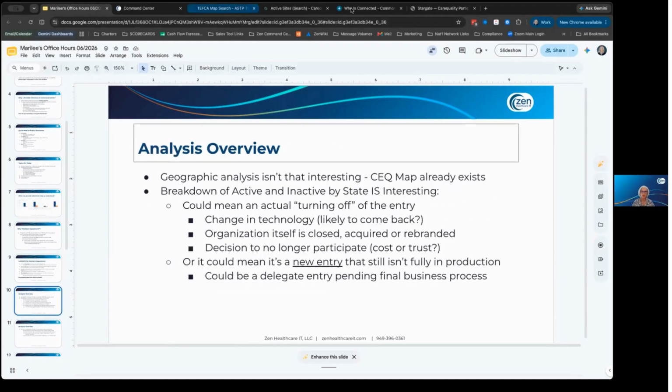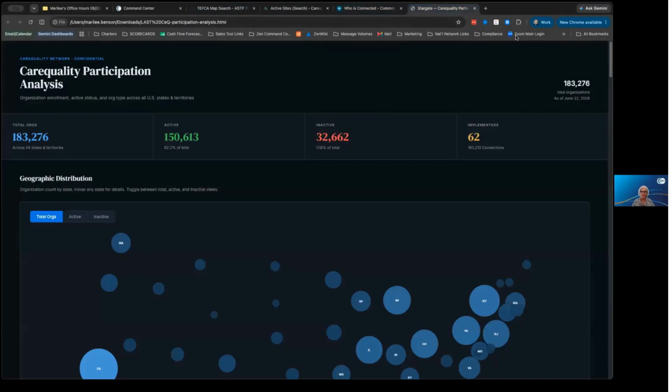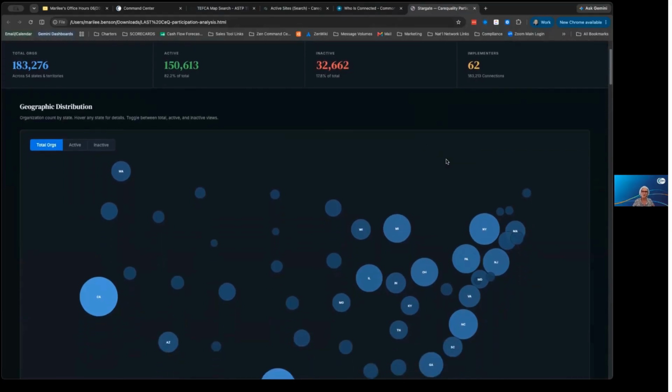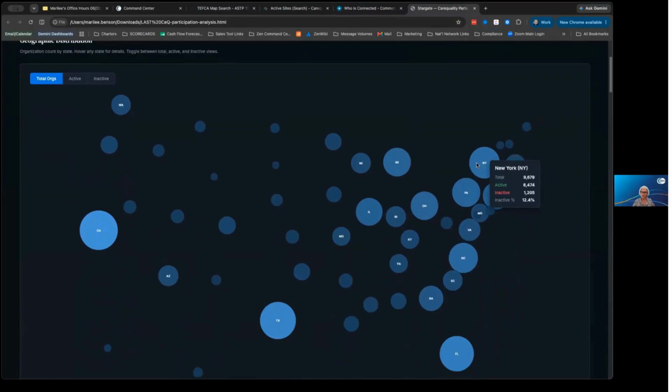All right, so let's look at the outcome. Some of this is information that, if you look on Carequality's website, looks very similar. This was as of June 22nd data, I think. At that time, we had 183 overall participants, about 150 of those active and 32 inactive. We are going to come back to active and inactive, and this is where, Julie, I might call on you, so be prepared.